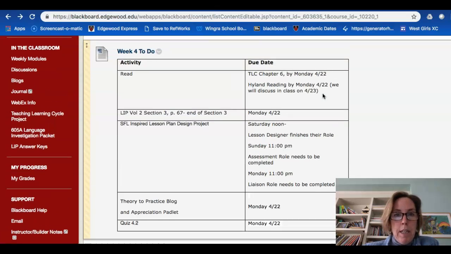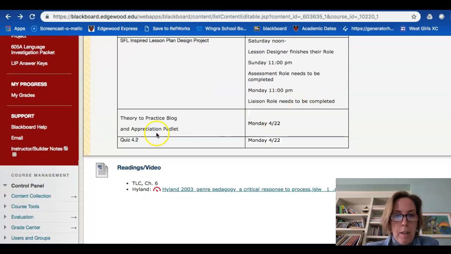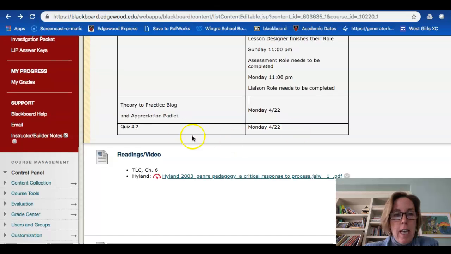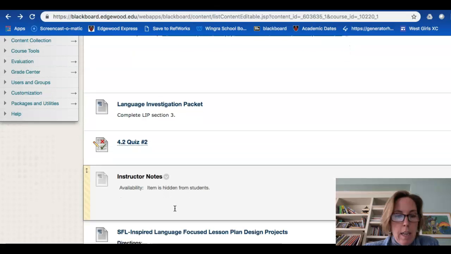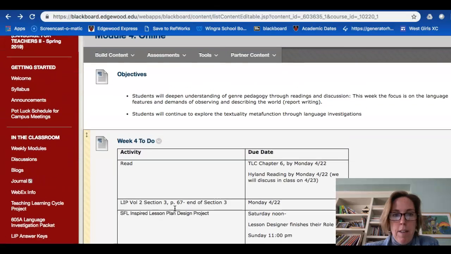Then this is what you started last week, and some of you already put some really exciting things up, and I look forward to seeing the rest. Don't forget also to do the appreciation Padlet. You can click back to last week to see what we were doing with that. And then you have a quiz this week, and the quiz is on the LIP book so far. To prepare for that, you just need to be up to date with that. And that is everything.